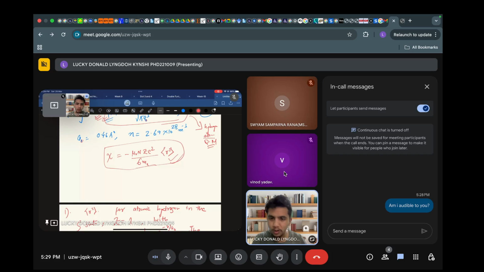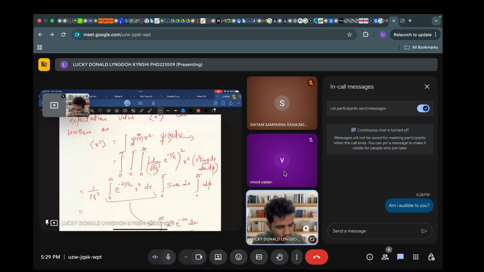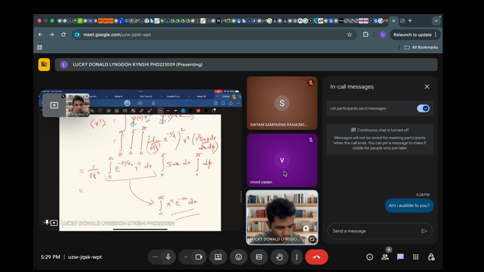And r square, from quantum mechanics, says that your expectation value is actually the product of psi star, psi, as well as what you want to calculate, r square. Okay, this is from your quantum mechanics, the expectation value, which we have already seen in the previous tutorials.